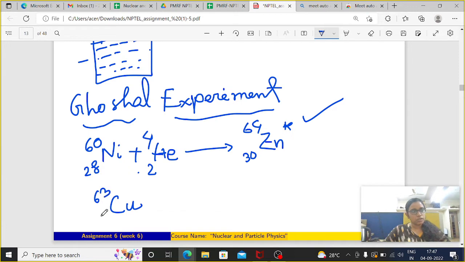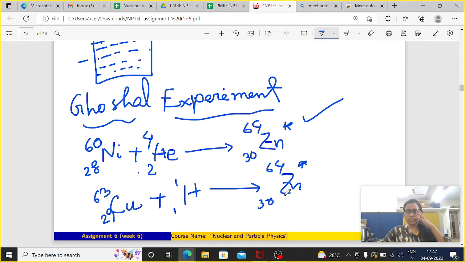this one: copper 63, 29 plus H11, which is a proton, gives Zn star 64, 30. So these two nuclear reactions he experimentally observed, to see what the nature of Zn star would be in the two cases. And in the next stage, these two expressions are the formation of Zn star, that means the formation of the compound nucleus.